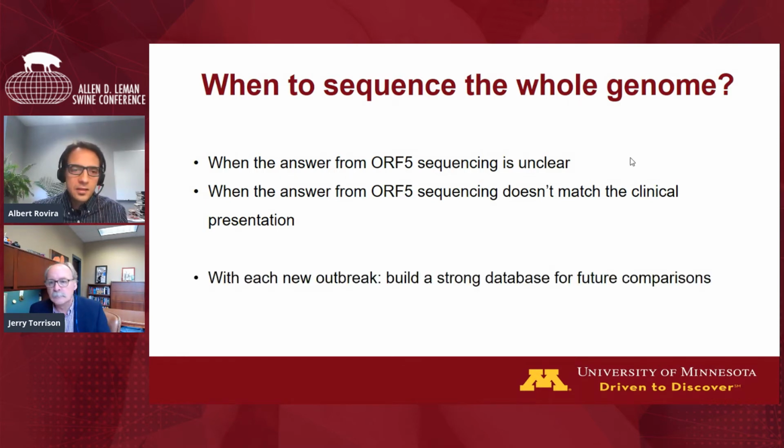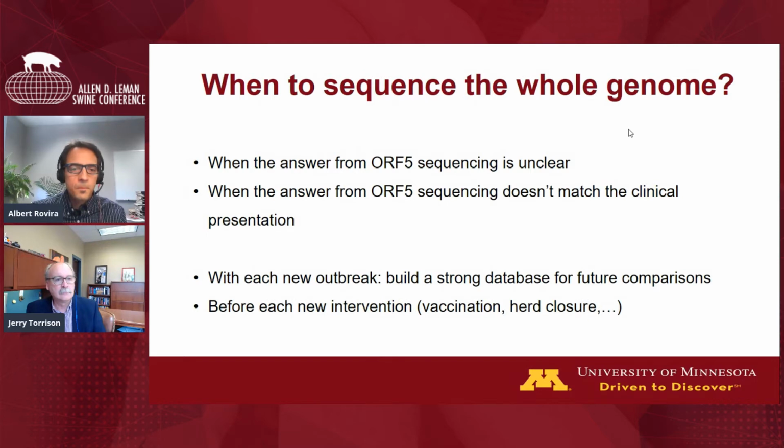But I would add: sequence the whole genome of PRRS with each new outbreak. So you have a new outbreak, get your sequence, get it on file. Even if it's not helping you right away, build a strong database for future comparisons, for the reason that I just explained for the last case. And these may or may not be similar, but sequence the whole genome of PRRS before each new intervention. In some cases, it will be at the same time. When you have a new outbreak, you'll start a new intervention, but that's not always the case.